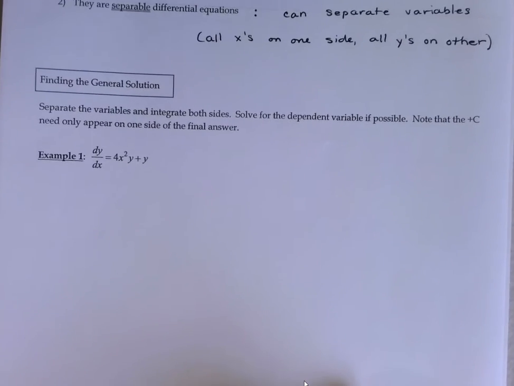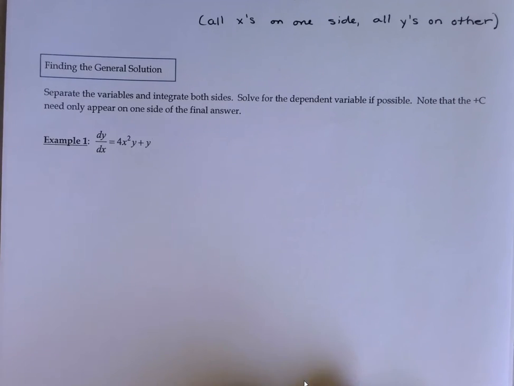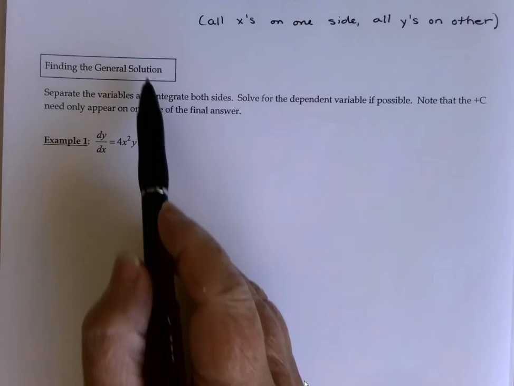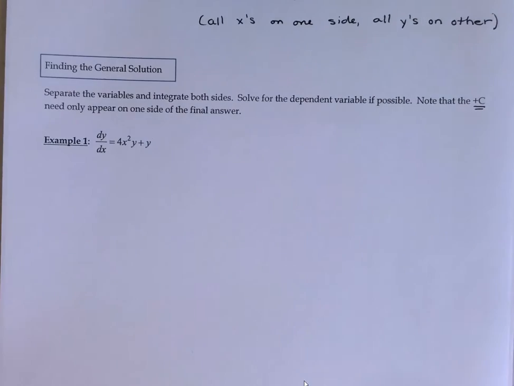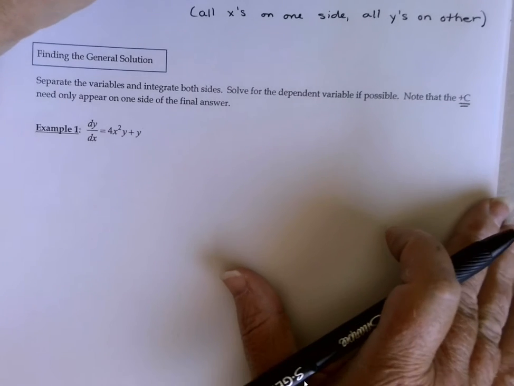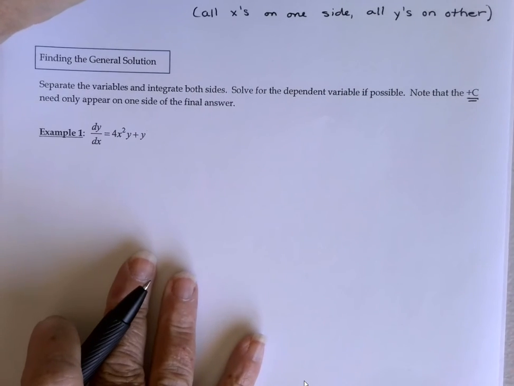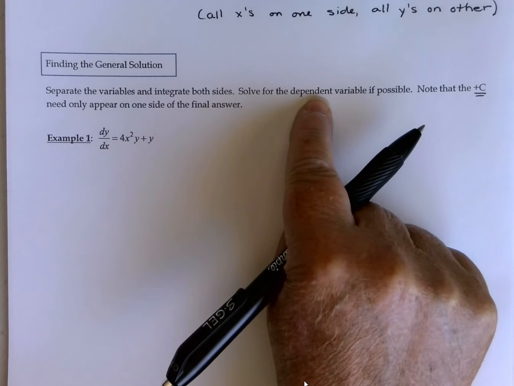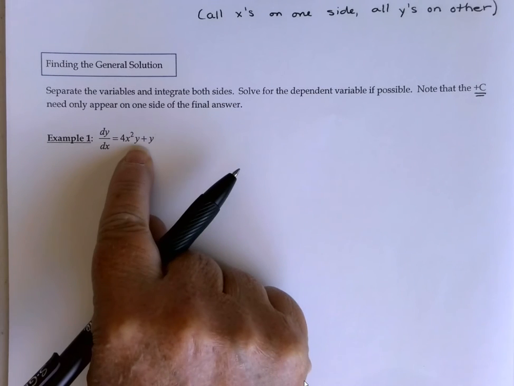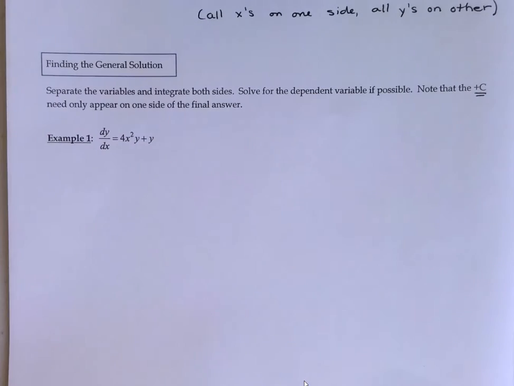So let's take a look at a few separable differential equations. And in all of these, we're going to be finding what's called the general solution, meaning the plus c will be part of our solution. Later on, we'll talk about some situations in which we can get rid of that plus c, but for now, we'll look at these general solutions. When we finish, we're going to, if possible, solve for our dependent variable. So for example, here we're going to try and get an answer in the form y equals something.